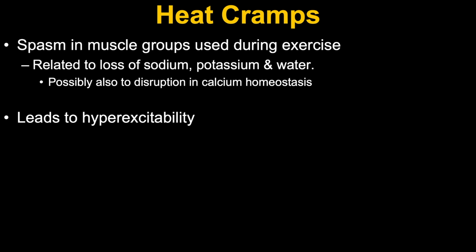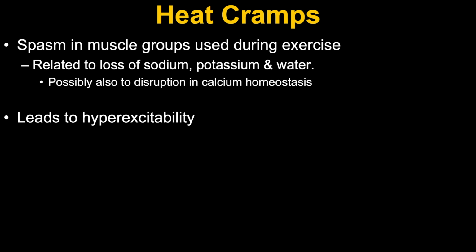One of the first things that happens with being overheated, that is, when the temperature regulating mechanisms actually fail to keep us cool, is heat cramps. This is where we have a spasm in the muscle groups that are utilized during exercise. It's related to the loss of sodium, potassium, and water, and possibly due to a disruption in calcium homeostasis.